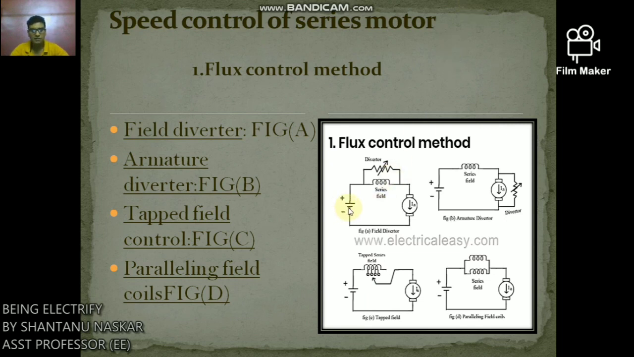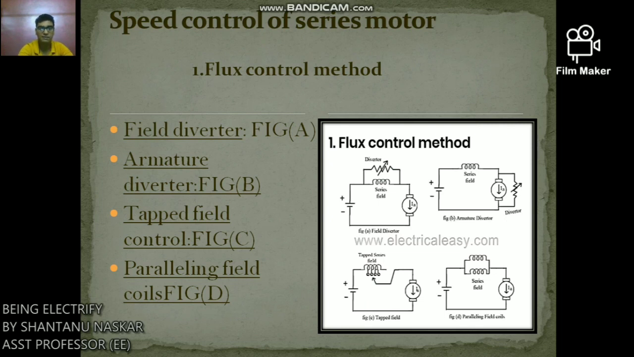A variable resistance is connected. Just go through the figure while I am delivering my speech. A variable resistance is connected in parallel with the series field as shown in figure A. This variable resistor is called a diverter, as the desired amount of current can be diverted through this resistor, and hence the current through the field coils can be decreased. Thus the flux can be decreased to the desired amount, and speed can be increased.